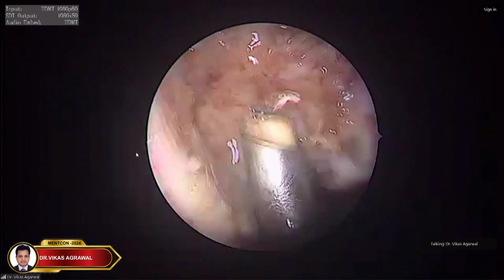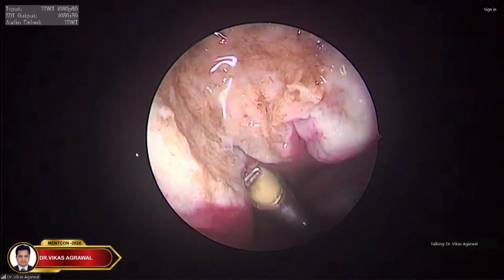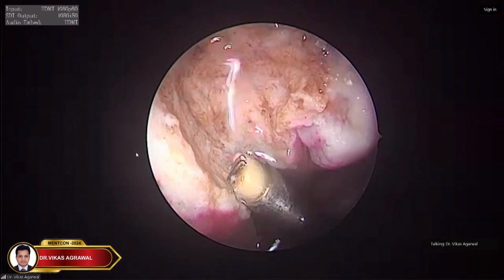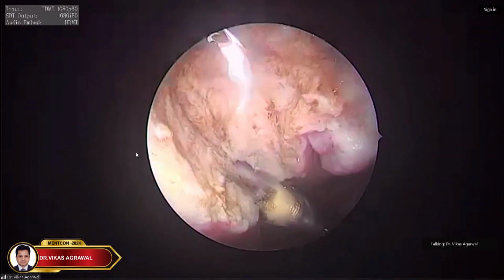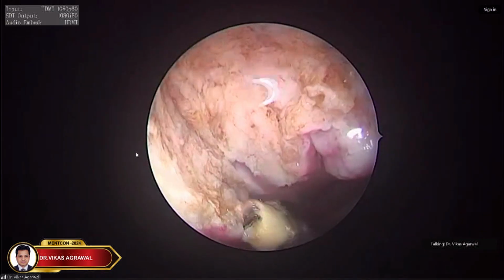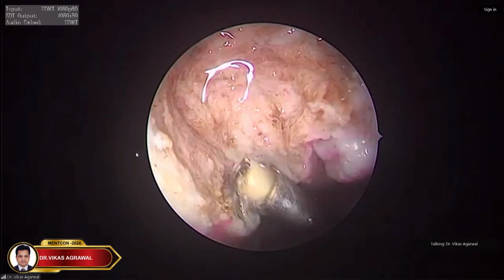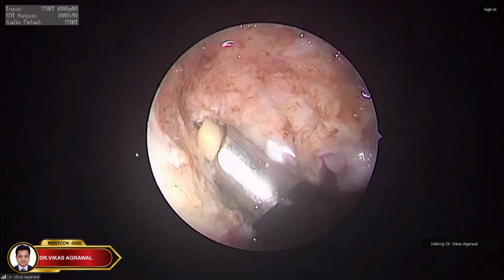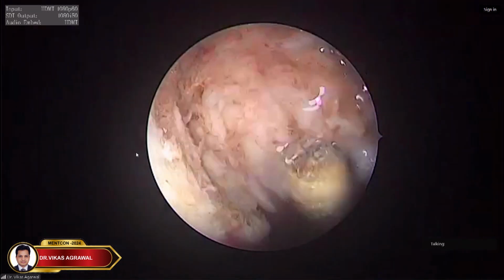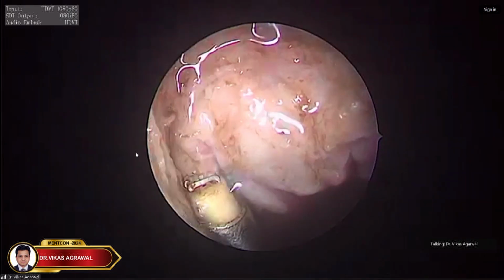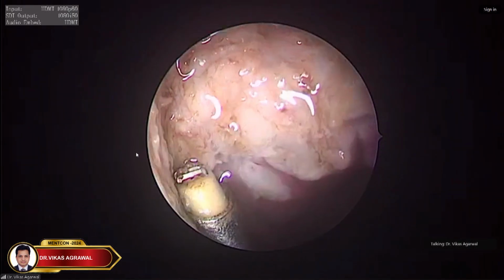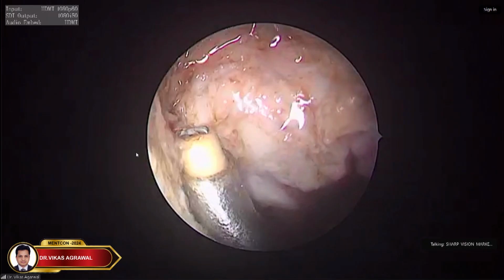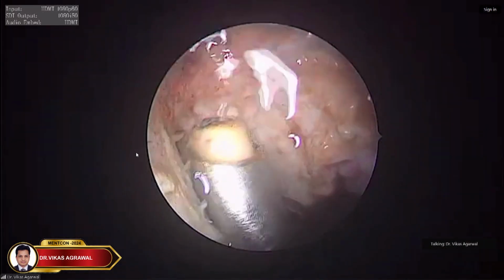And believe me, adenoidectomy is one of the most satisfying surgeries in ENT, because 15 to 20 minutes of work and the child starts breathing normally. It's one of the most satisfying surgeries in ENT. Now see how deep I am going. Can you see this? Yes. The fossa of Rosenmuller.